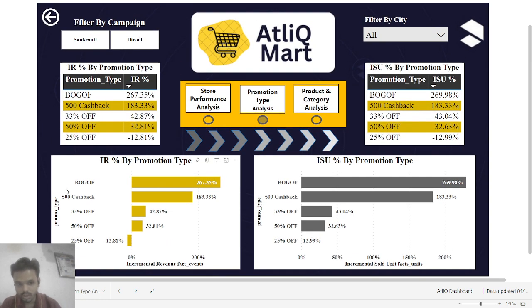The diagrams say that the buy one get one free promotion type has the longest bar, followed by 500 cashback. We can see that 25% off gets a negative bar.